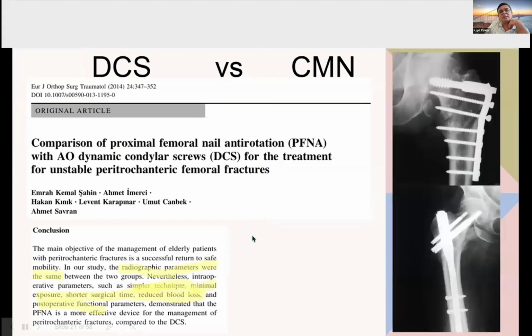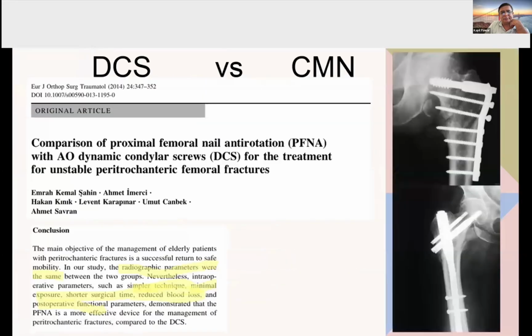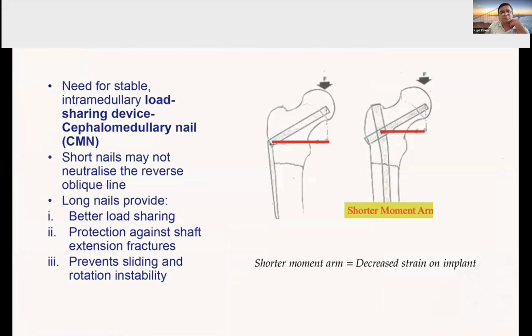Coming to the DCS, or dynamic condylar screw 95-degree, versus nail, literature does show that radiological parameter-wise, they are both equal. But if we consider the opening, the blood loss, and the simple technique of a nail, I think post-op scores and intra-op complications are far less in the nail group. So once we say reverse oblique, which is basically an unstable fracture, and as told by Dr. Samat, I agree that the nail becomes the first choice.